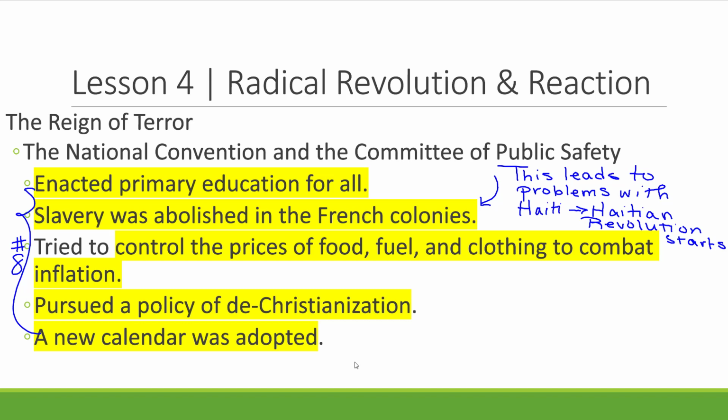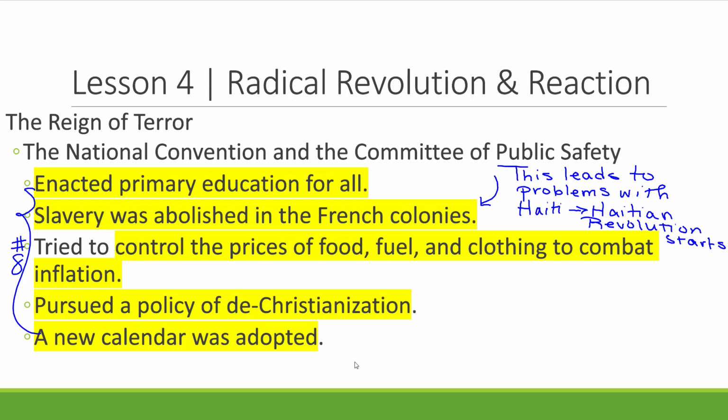Now, this is going to make its way to Haiti. The enslaved Africans in Haiti are going to hear this and say, based on the Committee of Public Safety and the National Convention, we are free people. Something is going to happen later where that's not going to occur, and thus that issue is going to lead to the Haitian Revolution. Alright? So we'll talk more about that later though.